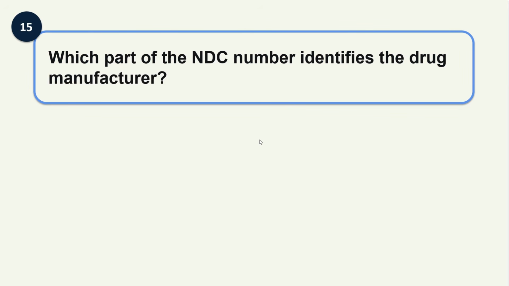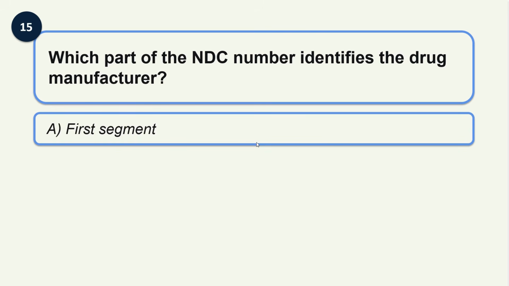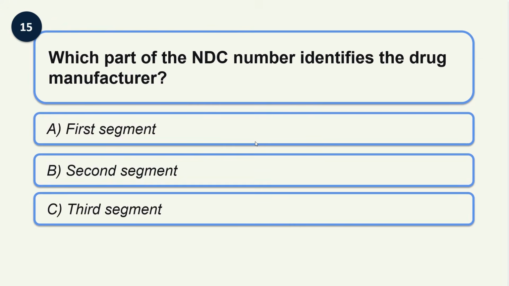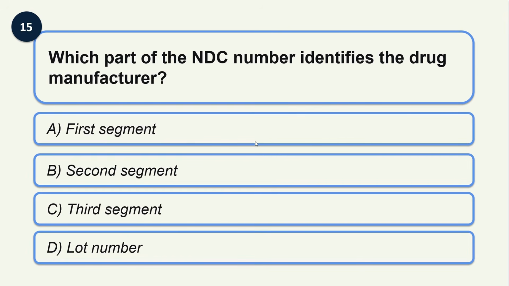Which part of the NDC number identifies the drug manufacturer? A. First segment, B. Second segment of NDC, C. Third segment of NDC, and D. Lot number. The correct answer is the first segment of the NDC number identifies the drug manufacturer.